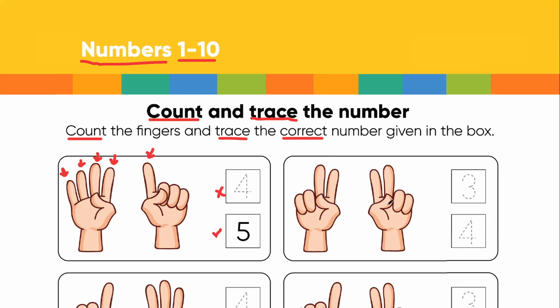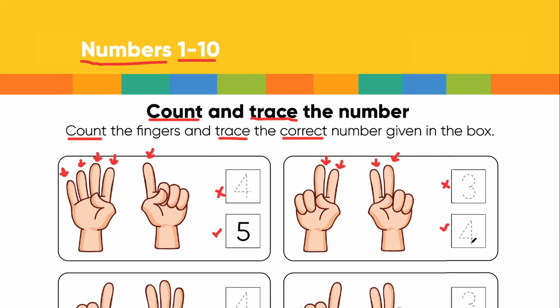Now let's switch to another box which is right in front of it. Here you can also see two hands with some fingers opened. So let's start counting with me how many fingers are opened. This is finger number 1, this is finger number 2, this is finger number 3, and this is finger number 4. So in total, 4 fingers are opened, right? And in front of it, we got two numbers. This box contains number 3 and this box contains number 4. And we know that number 4 is the correct answer, right? So that means we would trace number 4.